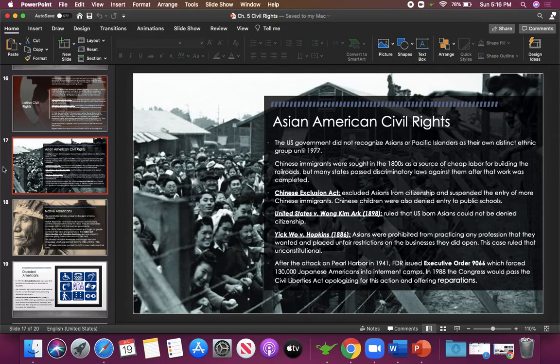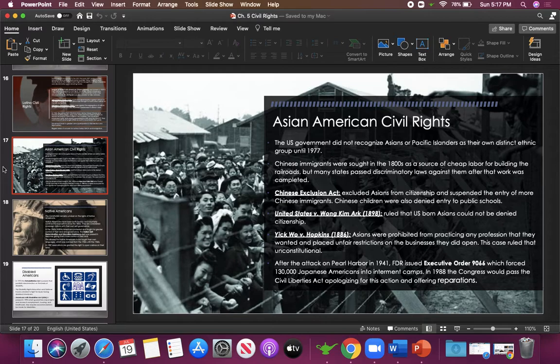United States versus Wong Kim Ark, 1898, ruled that U.S.-born Asians could not be denied citizenship. So prior to 1898, even if you were Asian and born in the United States, you were not granted citizenship. They were essentially a second or third class of citizens who were denied citizenship, even though they were born in this country. And so the Chinese Exclusion Act goes into effect, I believe, in the early 1800s, and is not struck down until 1898. So it is in place for a very long time.